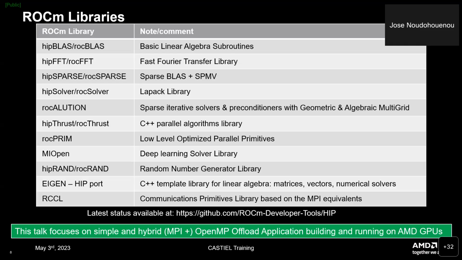In addition to this, some of these applications do communications when you are scaling and considering a multi-node run. You need an additional library to take advantage of the scalability, and that is where we have RCCL, for example. So all these libraries are available in the ROCm package. This talk will simply focus on simple and hybrid OpenMP offload application building and running on AMD GPUs.